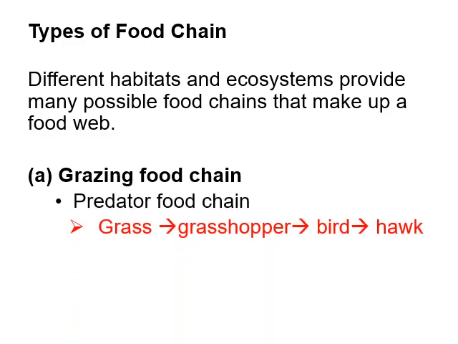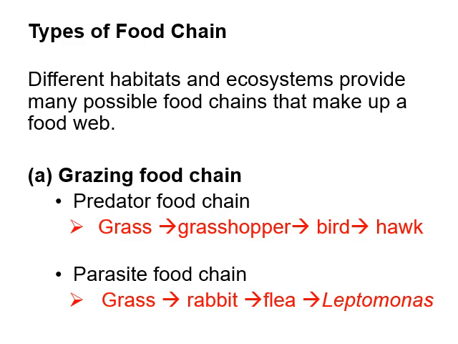So yang first kita panggil what we call as a grazing food chain. Okay. Grazing tu maknanya animal akan graze atau makan basically autotroph. Okay, so example satu grazing food chain, predator food chain. Predator food chain maknanya kat ujung mesti ada predator. Okay, kalau parasite food chain, ujung dia ada parasite. Example, yang ni Leptomonas. Tengok predator food chain ni kita ada grass, grasshopper, bird dengan hawk. So hujung dia ada predator. Kalau parasitic food chain, grass, rabbit, kutu, on top of kutu tu ada hama, Leptomonas.